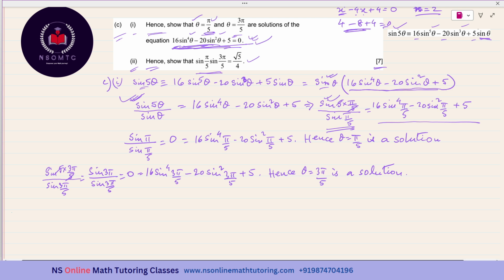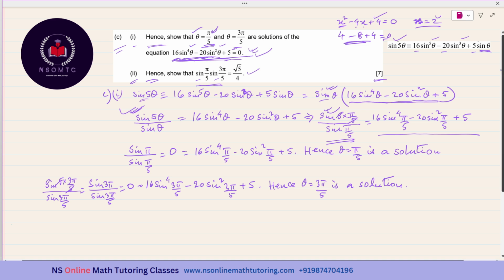Okay. And we are seeing sine pi over 5 and 3 pi over 5. We have already known that pi over 5 and 3 pi over 5, they are the solutions. They are the roots. So now we are having sine pi over 5 and sine 3 pi over 5. What is happening? How are we getting these sines in front? Okay. So let's see that. If we just consider this equation, because these two are the solutions of this equation. So let us take up this equation.